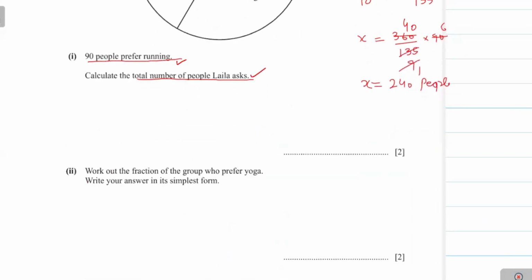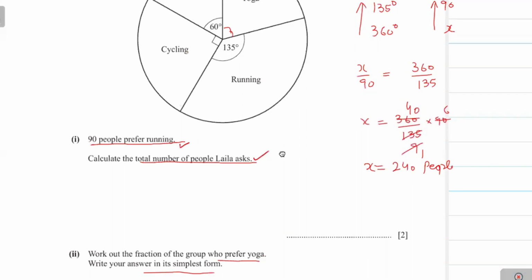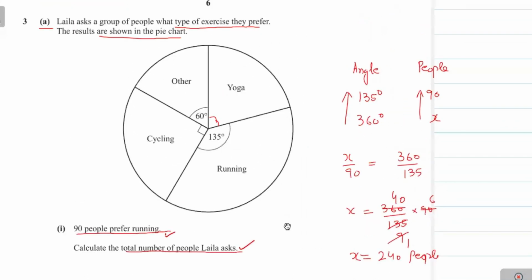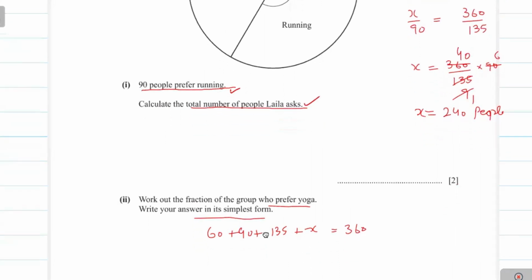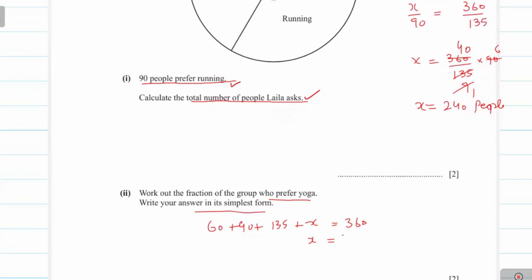Next is the part second. Find the fraction of the group who prefer yoga. Write your answer in simplest form. You see here the total angle of yoga. The angles given here are 60 degrees, 90 degrees, and 135 degrees. The angle of yoga, we suppose that is x degrees. The sum of all angles will be equal to 360. Therefore, x will be equal to 360 minus 60 minus 90 minus 135.